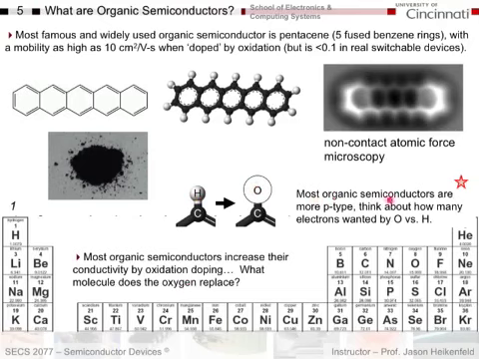Now, most organic semiconductors are more p-type because you use oxygen doping. So think about how many electrons are wanted by oxygen versus hydrogen. Hydrogen wants 1 electron to become helium and have a full outer shell, because at the beginning of the periodic table there's only 2 electrons in the outer shell for hydrogen and helium. So it wants just 1. Oxygen wants 2. And so the oxygen takes an extra electron away from the carbon, creating a hole, hence why most organic semiconductors are p-type, because you use things like oxygen doping.